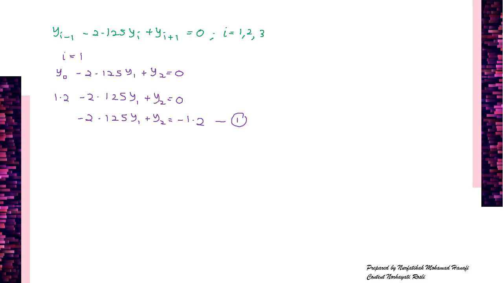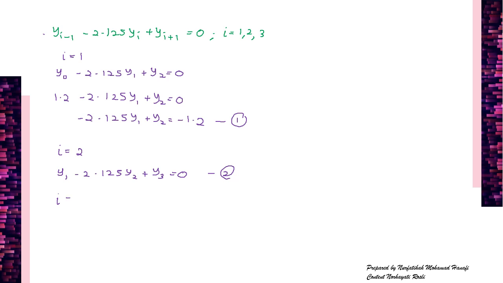Okay, we continue with i equal to 2. Substitute into this equation, so we have y1 - 2.125y2 + y3 is equal to 0. So this will be our second equation.